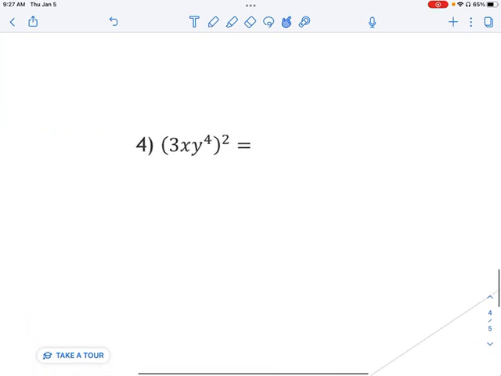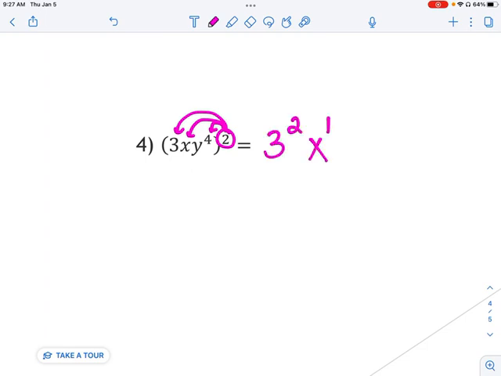And the last one here, we're going to take the 2, and we're going to bring it to each of the variables and coefficients. So we end up with 3 squared, x to the 1 times 2, y to the 4 times 2. So that's going to get me 3 squared, which is 9, x to the 2nd, y to the 8th.